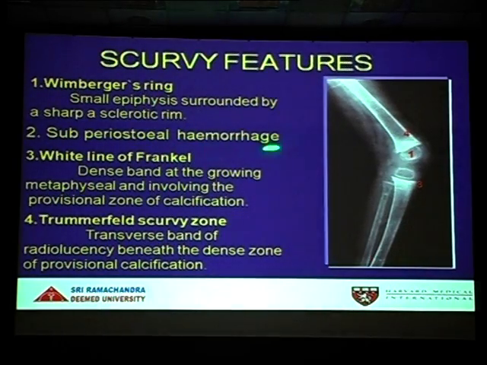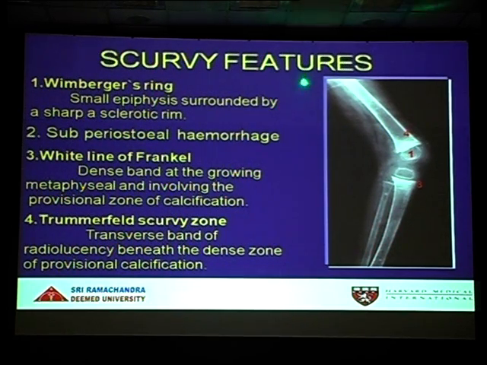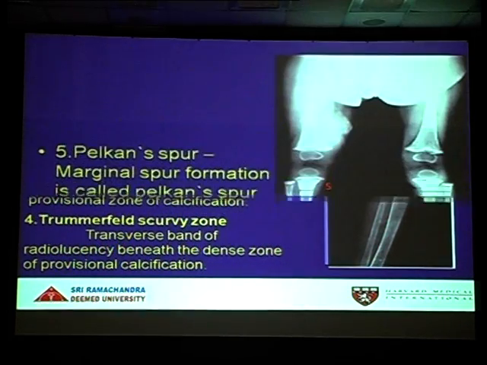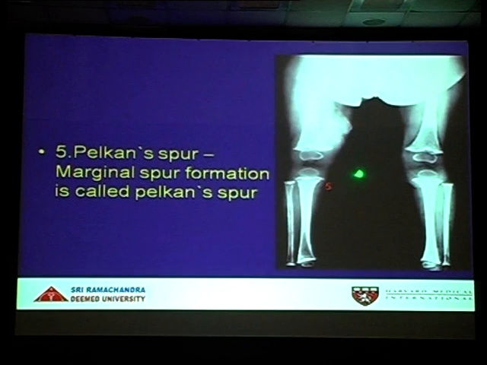In scurvy, the first one will be the Wimberger sign. That is a small epiphysis surrounded by a sharp sclerotic rim, and subperiosteal hemorrhages. That is what I showed there. And the white line of Frankel, a dense band of growing metaphysis involving the provisional zone of calcification, and the Trümmerfeld scurvy zone. This is that area. So these are all the scurvy features. And the Pelkan spur, this pointing is the Pelkan spur.